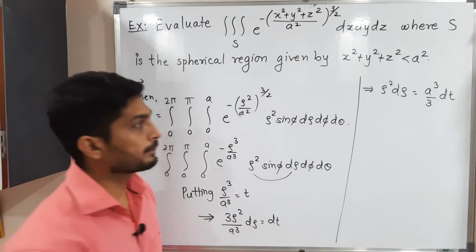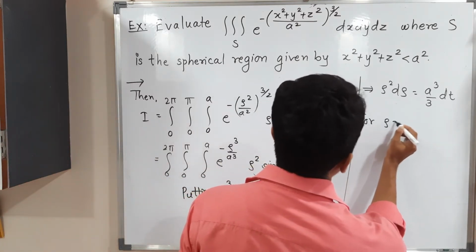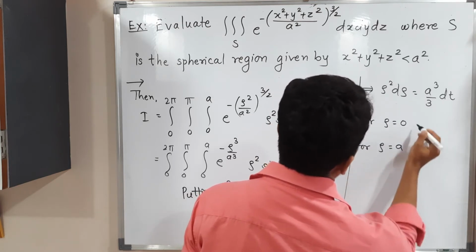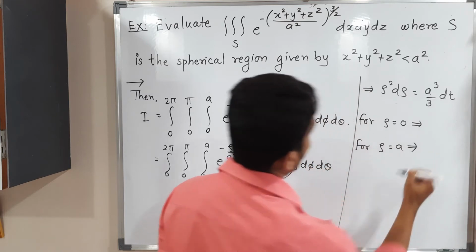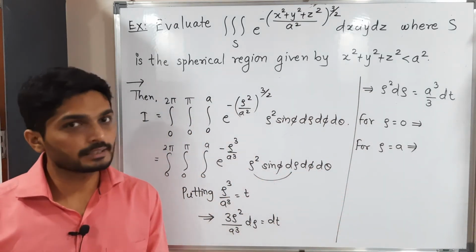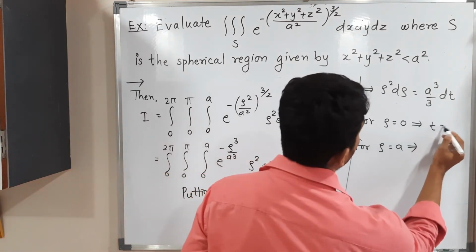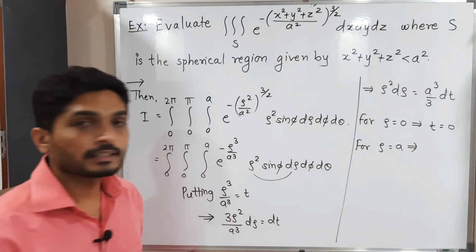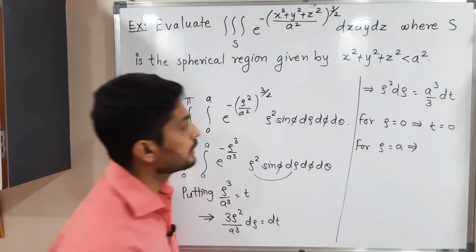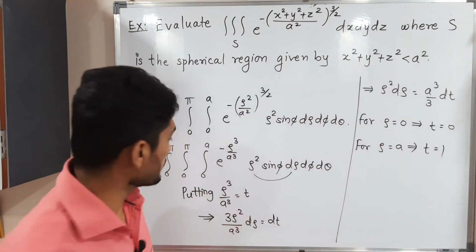Let us think about limits. For rho is equal to 0 and for rho is equal to a. See what will happen? Tell me. If I put rho is equal to 0, 0 raised to anything is 0, 0 upon anything is 0. So that's why t will be 0. And if I put rho is equal to a, we will have a cube upon a cube cancel, and we will have 1. So t is equal to 1. So these are our new limits. So let us solve now.